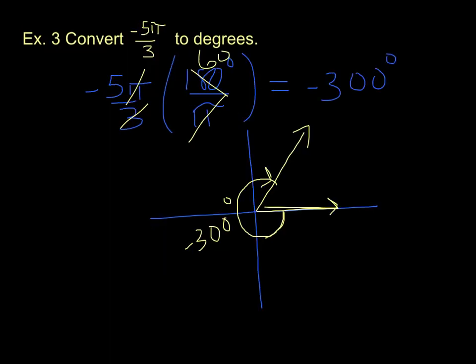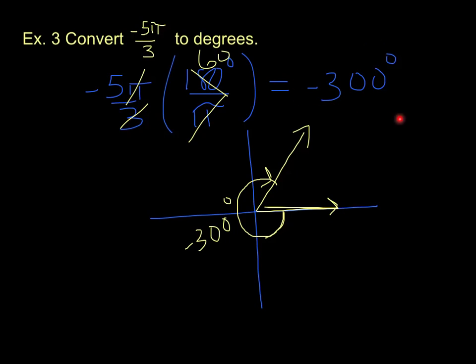Going in the opposite direction, negative 5/3 pi to degrees, we would multiply by 180 divided by pi, and you can see that the pi's here divide out. The 3 and the 180 would simplify to 60. So I have negative 5 times 60, which gives me negative 300 degrees.